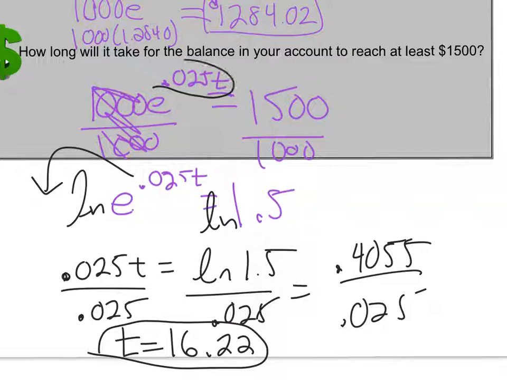Notice I'm using the same property a lot. I'm taking the natural log of both sides or the common log of both sides and solving it from there.